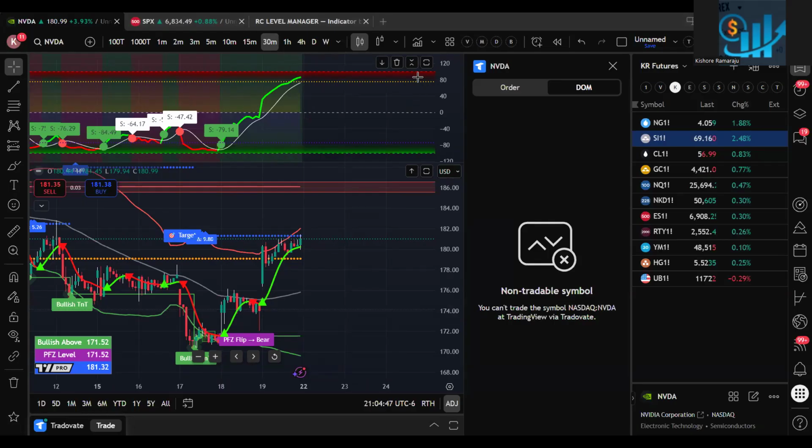Anyone has any questions on tag and turn, how to use it for stocks or futures or for options? Anyone has any questions on tag and turn? Your table, your T5. So we use tag and turn on 30 minutes along with T5 confluence. If you get a bullish tag and turn, you watch out the table. The table will tell you when to enter, when to exit.